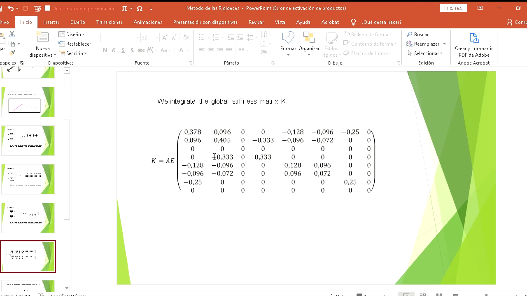We need to put it in order because in the next step we are going to separate our matrix to know the displacements whose values we don't know.